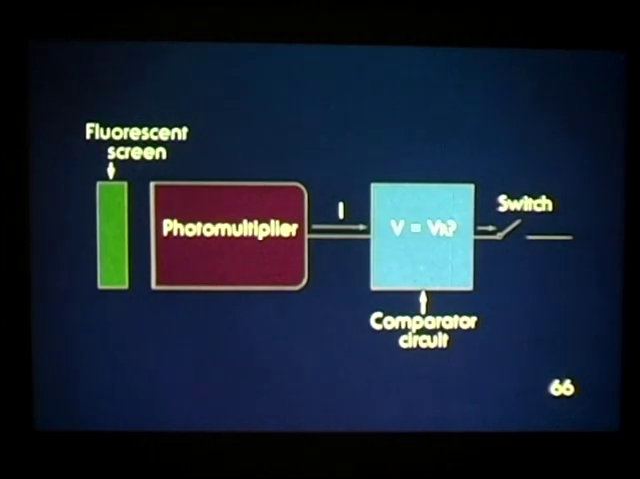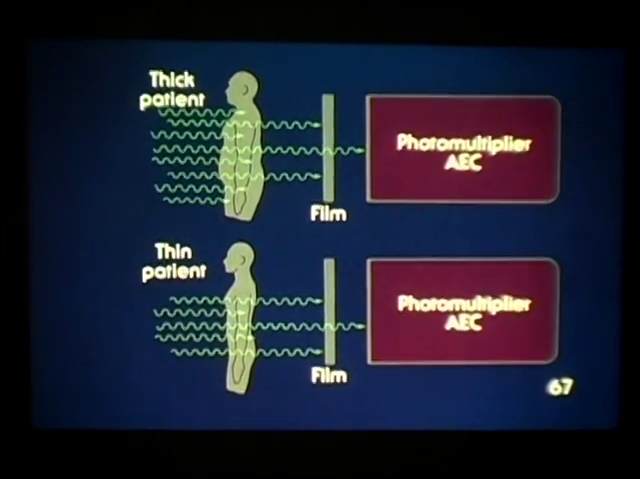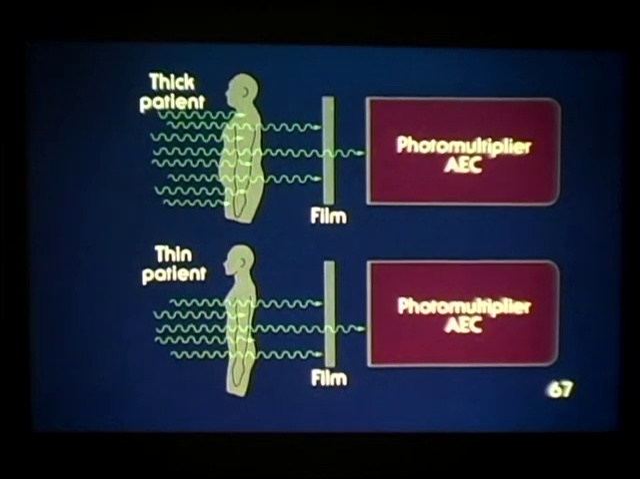Number 67. The photomultiplier type of AEC system is usually placed to be struck by the X-ray beam after the beam has passed through both the patient and the film. Obviously, many of the X-rays are stopped by either the patient or the film in normal radiographic studies. The photomultiplier type system is calibrated to account for this loss, allowing only the proper number of X-rays to strike the film.